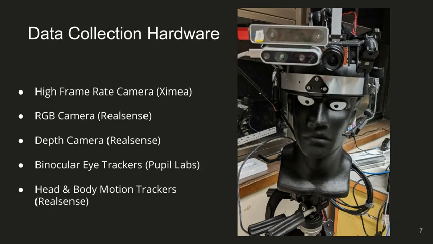To collect this data, we have designed and built a custom head-mounted camera setup. This device consists of a 200 frame per second industrial camera, which can collect the scene at high speed and resolution. We also incorporate an Intel RealSense camera, which collects both RGB and depth streams for the scene. The setup also includes the Pupil Labs binocular eye tracker, allowing registration of the gaze point in the scene. Finally, we utilize 2 RealSense trackers mounted on head and body to capture the wearer's ego motion.